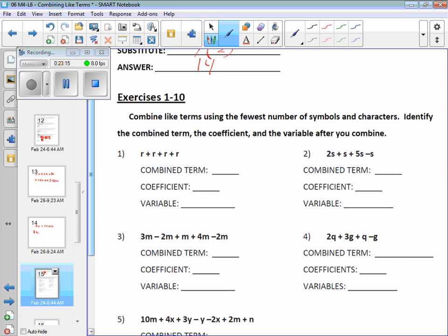If you want, you can kind of do a mental check. 2 plus 2 plus 2 plus 2. Do a mental check. Always check it. What do you get? 4 times 2. All right, so we're good. Coefficient is 4, variable is R. Okay? All right, a little bit harder.